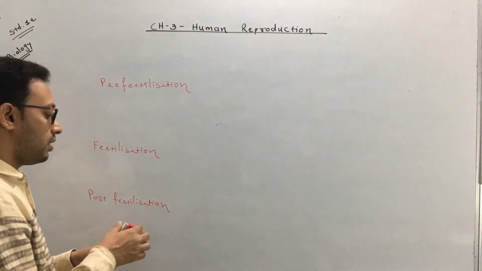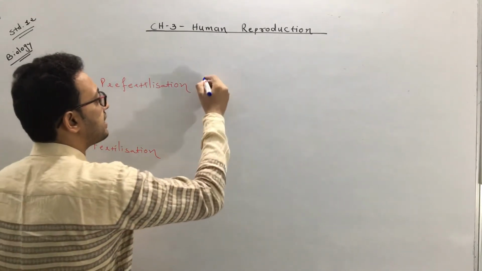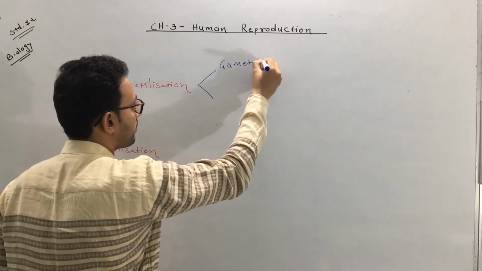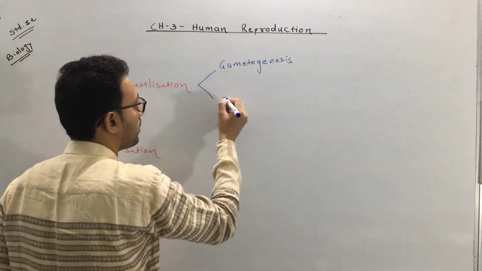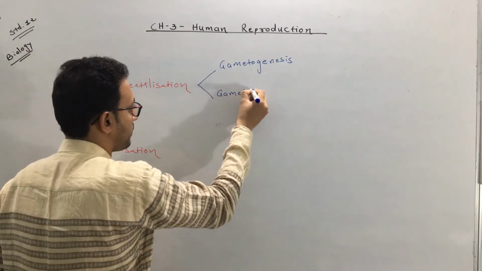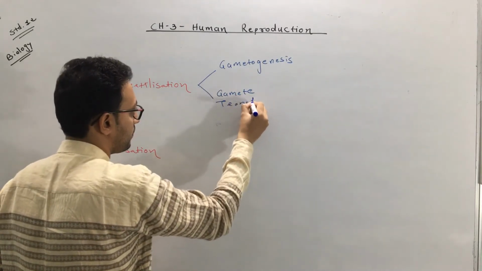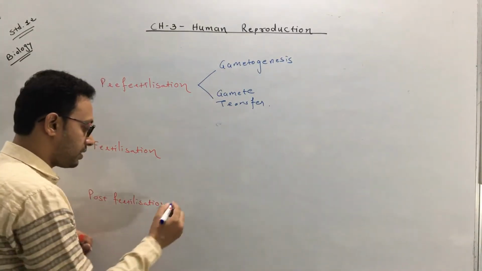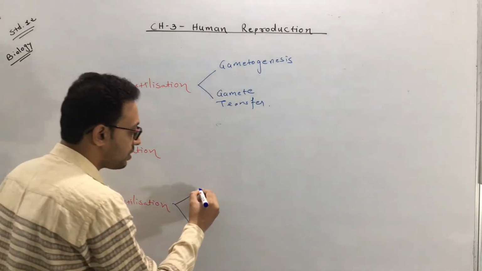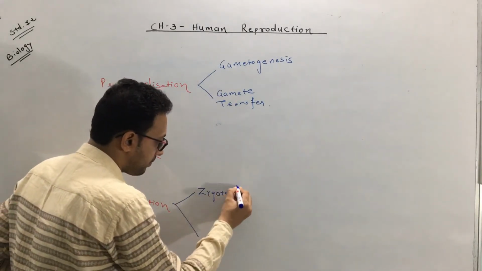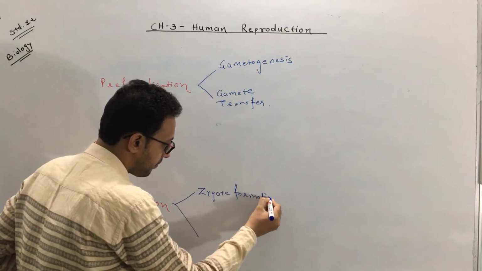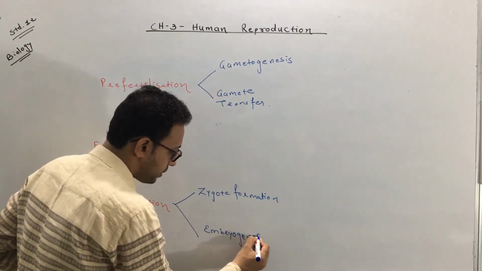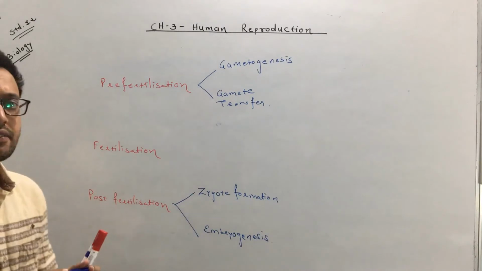Now you also know the subtypes. What are the subtypes? The pre-fertilization involves two processes. It's called gametogenesis, and the second one is called gamete transfer. After that, fertilization means a fusion of gametes takes place, and the post-fertilization includes two processes. First is called zygote formation, and next is called embryogenesis, meaning the process of formation of an embryo. So these are the basic events.